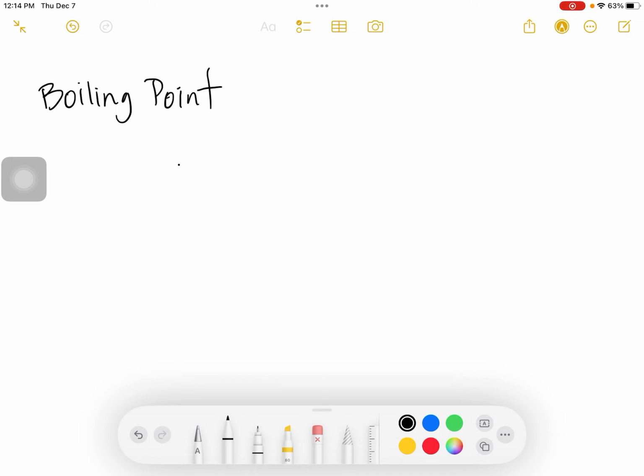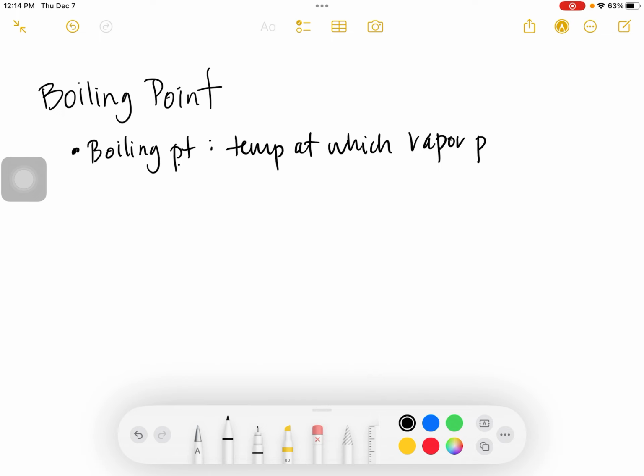So, of course, we understand what happens when boiling occurs. We're changing from a liquid to a gas, and we're breaking those IMFs. But the boiling point of something is actually defined as the temperature at which the vapor pressure of a liquid equals the atmospheric pressure.